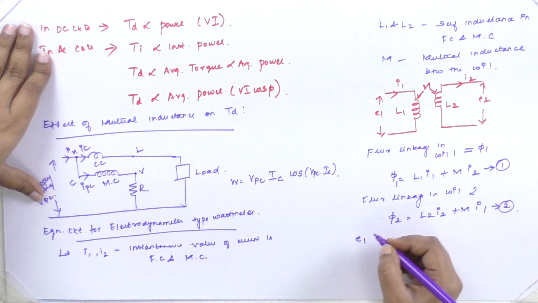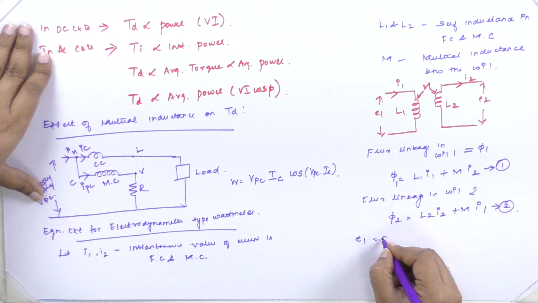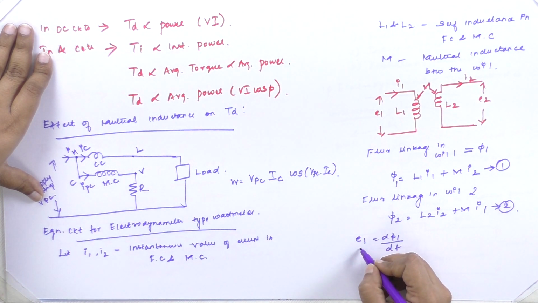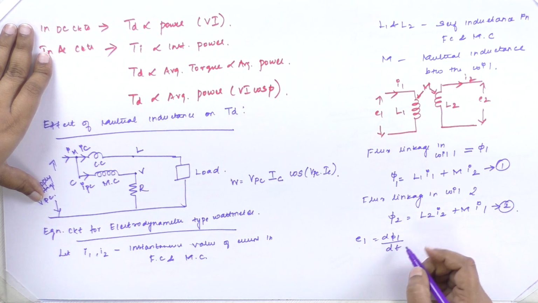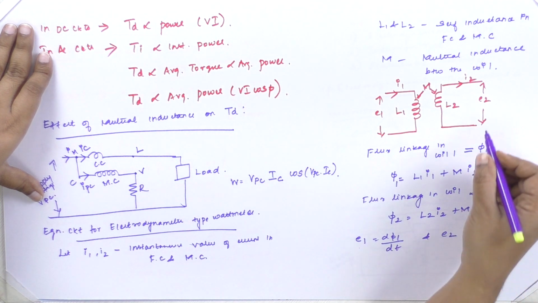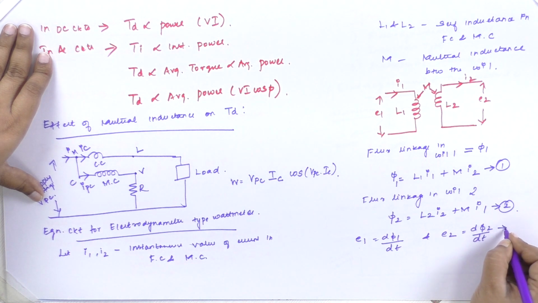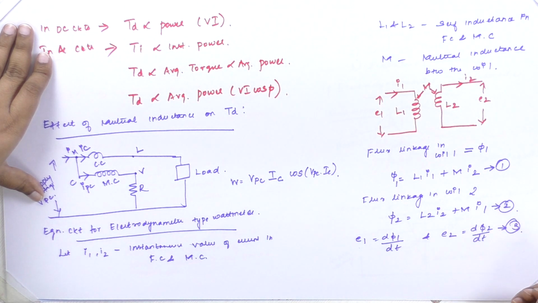We know that the EMF induced in the first and second coil is the rate of change of flux linked with each coil. So the EMF induced in the first coil, E1, is d phi 1 by dt, and in the second coil, E2 is d phi 2 by dt. Let me take this as equation number 3.